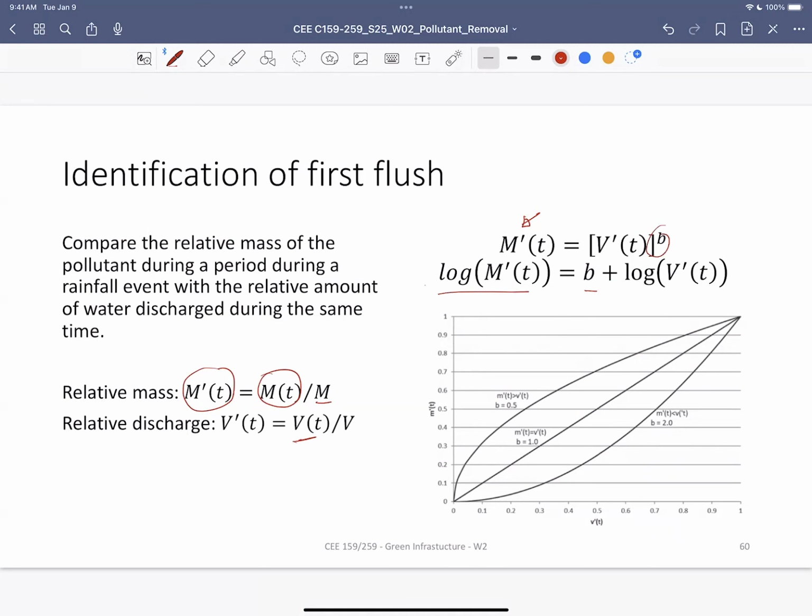And if you plot the log values, you can get a number. For instance, here, if you see this b value is less than 1, it looks like a curvature. That means there is more pollutant discharged initially per volume of water, so this is a first flush. Ideally, if it's a straight line, it should be equal: every time the water is discharged, a similar amount of pollutant. That's not the case here. In this case, the discharge is much higher. So all you have to look for is whether the b value is less than 1. That is going to be a first flush.